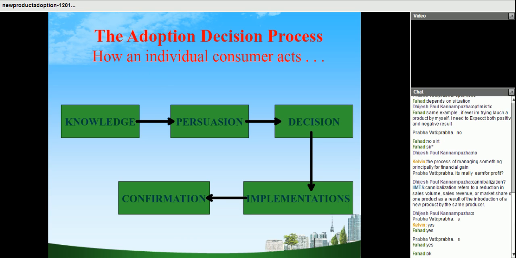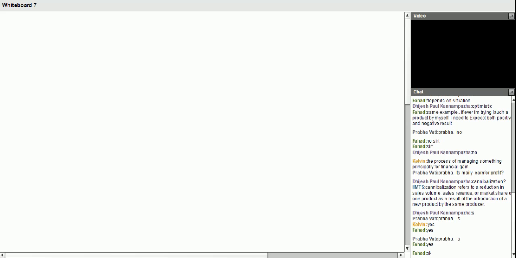Okay. Now before going to this diagram, let's read this. The basic of product adoption process.